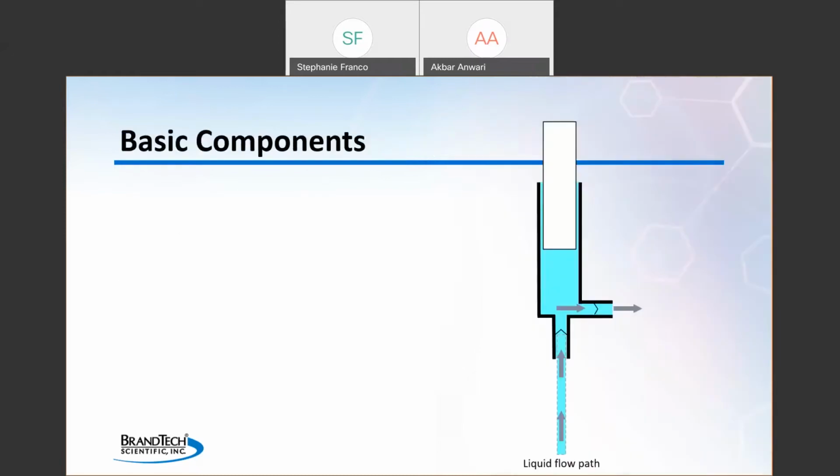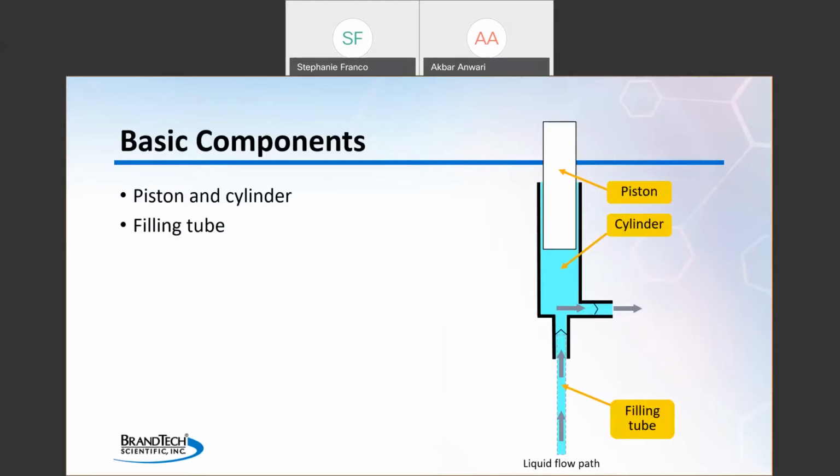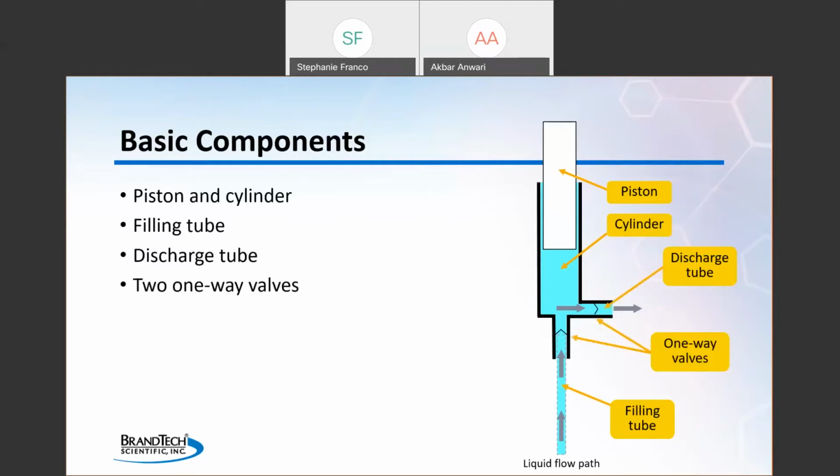The basic components of a Bottletop dispenser are simple. There's a piston and cylinder that define a nominal or maximum volume for the dispenser when raised to its maximum height. There is a filling tube that reaches below the surface of the liquid to be dispensed and allows liquid to flow into the cylinder when the piston is raised. The discharge tube to dispense the liquid, plus two normally closed one-way valves are present at the inlet and outlet of the cylinder to direct the flow of liquid.